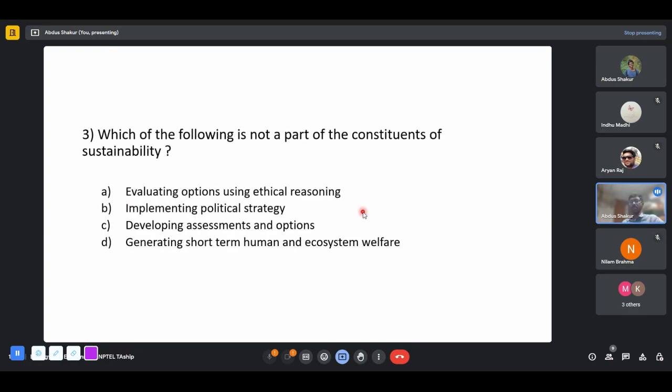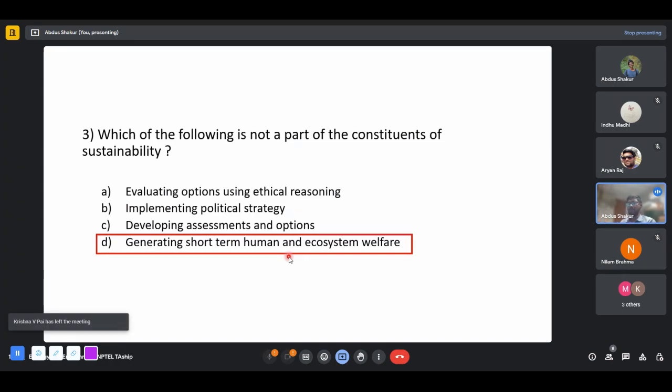Going ahead, which of the following is not a part of the constituents of sustainability? Evaluating options using ethical reasoning, implementing political strategy, developing assessments and options, generating short-term human and ecosystem welfare. Obviously, sustainability is not something you generate for the short term and then leave. These are strategies that we are advising to have long-term goals of how to sustain ourselves, our growth, and simultaneously ecosystems.